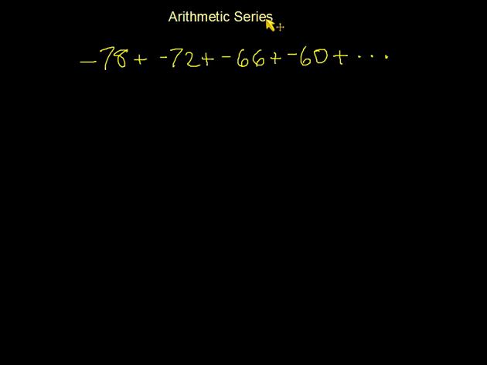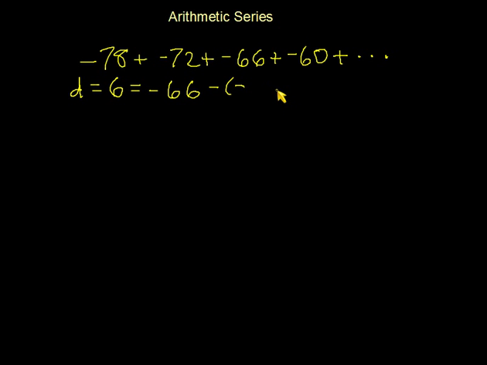So with an arithmetic series, notice that there is a common difference between any two terms. In this case, if I did negative 60 minus negative 66, we're adding 6 each time. So negative 60 minus negative 66 would be positive 6. And then negative 66 minus negative 72, again, that would be positive 6. So in this particular case, our common difference, which is abbreviated with a little d, is 6. And the way that we found it, just in case you're interested, is we would take a term and then subtract the previous term. So negative 66 minus negative 72.